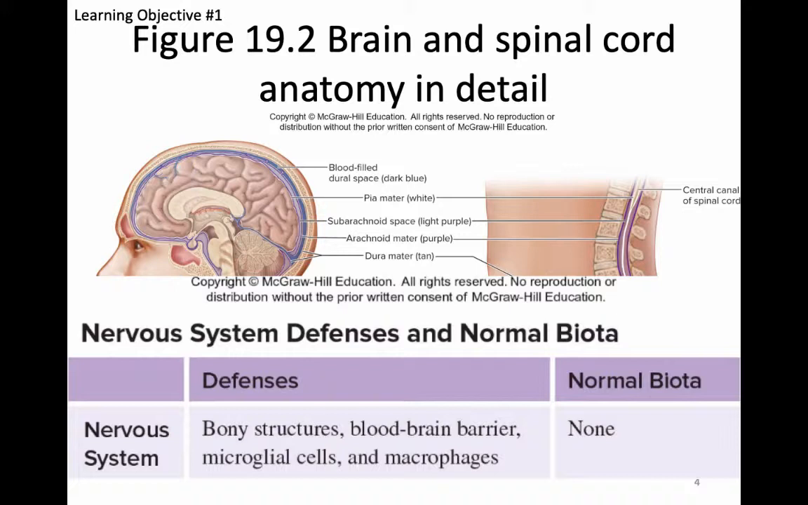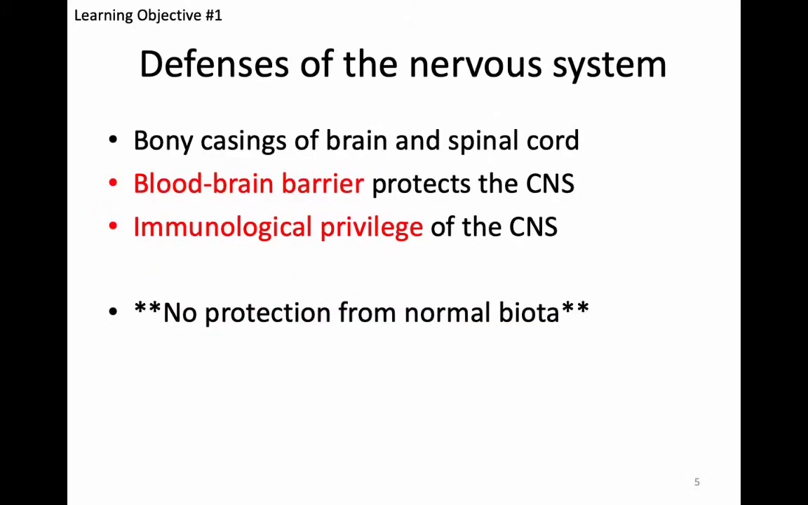It represents a challenge for treating diseases of the nervous system because you have a difficult time delivering drugs to these areas because of this blood-brain barrier. We also have microglial cells which have phagocytic activity, but they are not as active as phagocytes we see in other parts of the body. Similarly, macrophages have phagocytic activity, but again are not as active as phagocytes in other areas.